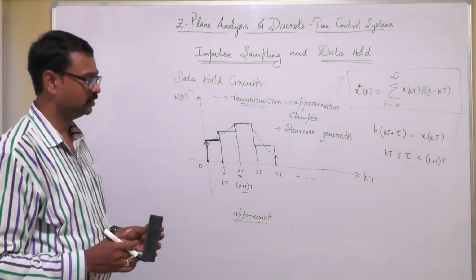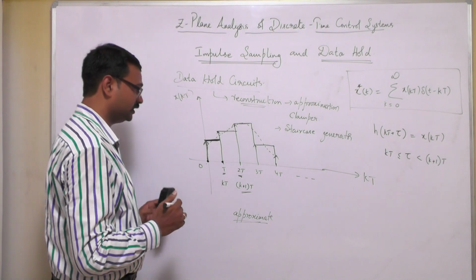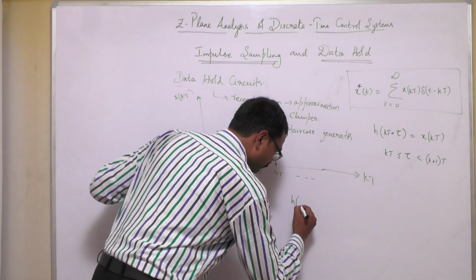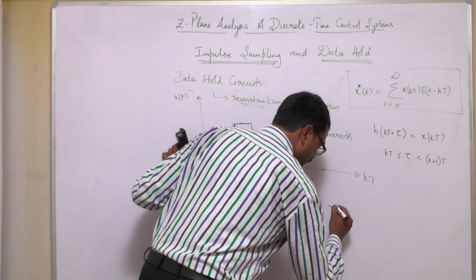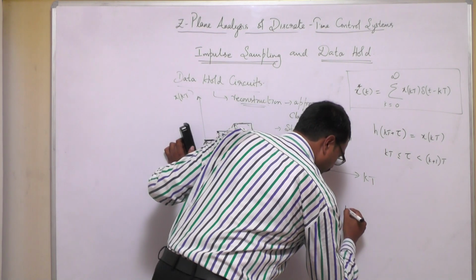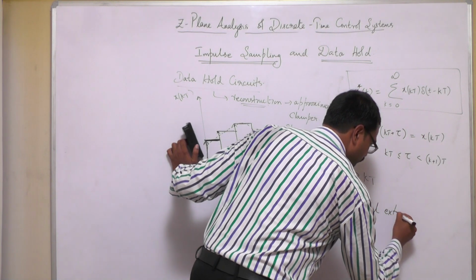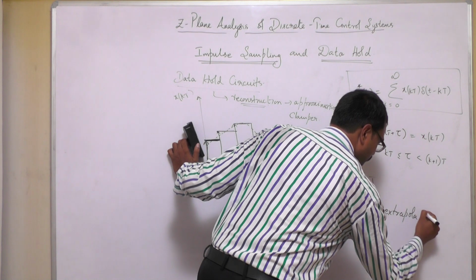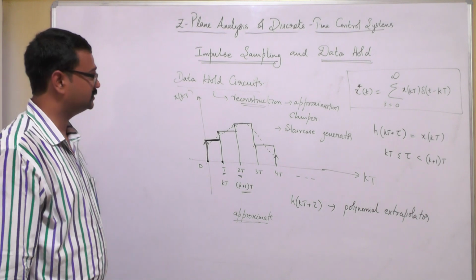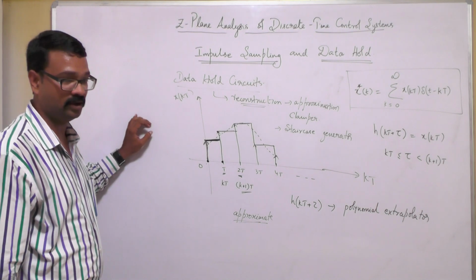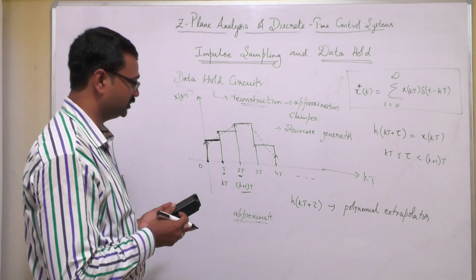You have nth order or even higher order data hold circuits. So that data hold circuit, you can call by h of kT plus tau when you are going with the reconstruction process by a polynomial extrapolator. A data hold circuit can also be called a polynomial extrapolator circuit. That is, we are trying to get back a continuous time signal from a discrete time sequence.